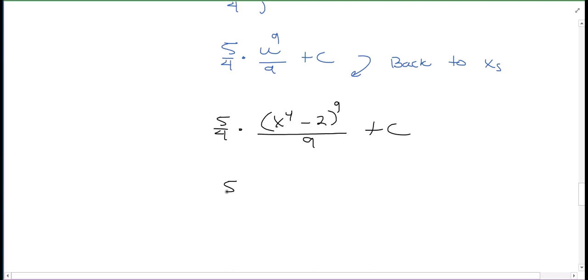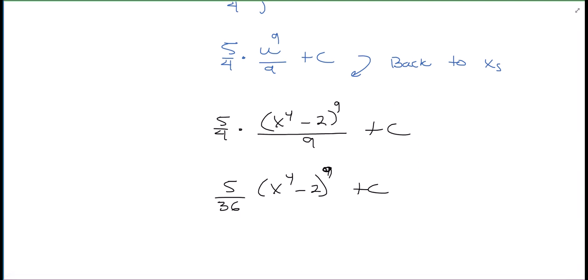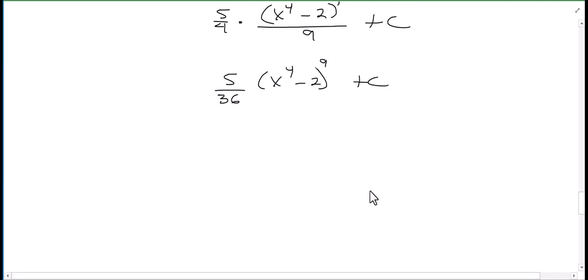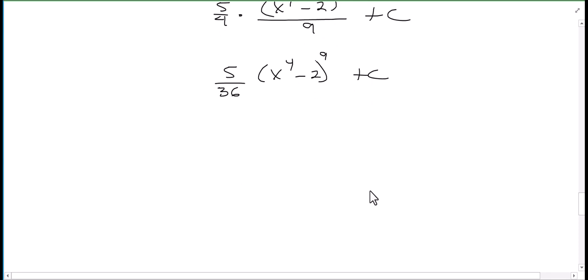And then I guess we can combine our constants. So 5, what's 9 times 4? That's 36. And then x to the 4th minus 2 to the 9th plus c. My 9 looks a little funky. So hopefully you're starting to get the hang of U-substitution. So it's essentially a way to make the problem simpler. Let's try our next example.